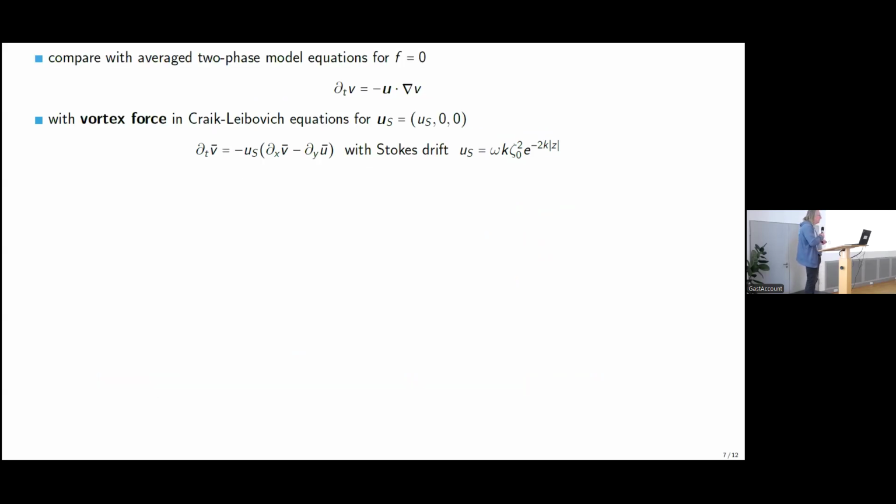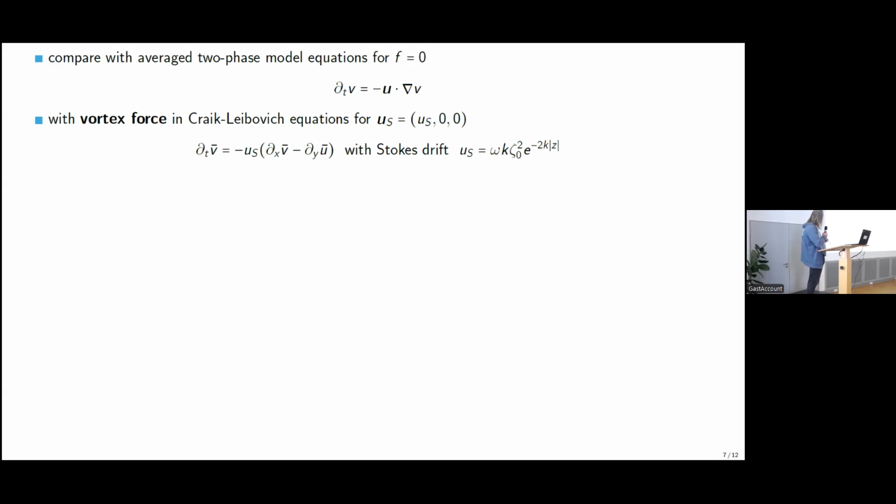And then we went on and asked ourselves, is the vortex force correct? And spoiler, it is, of course, even better than we thought. So what we did is we put some mean flow, such that we have a little math equation, the Craik-Leibovich equation, this term, which is then the Coriolis-Stokes force.